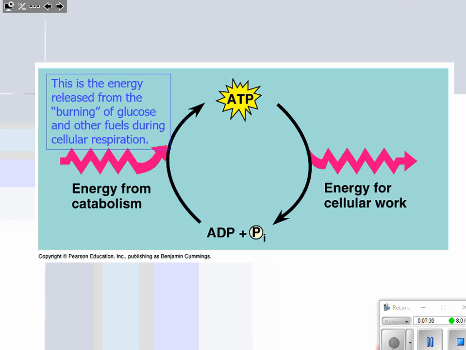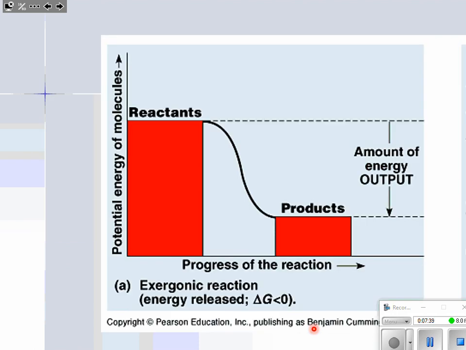Okay, so to understand how energy is processed inside cells, you need to understand a little bit about what a physicist would call thermodynamics. And specifically, you need to understand the difference between an exergonic reaction and an endergonic reaction. So let's first discuss what we mean by the term exergonic chemical reaction.